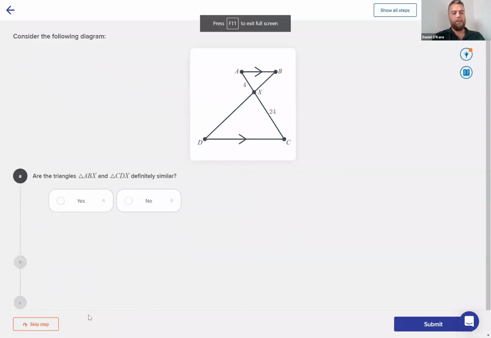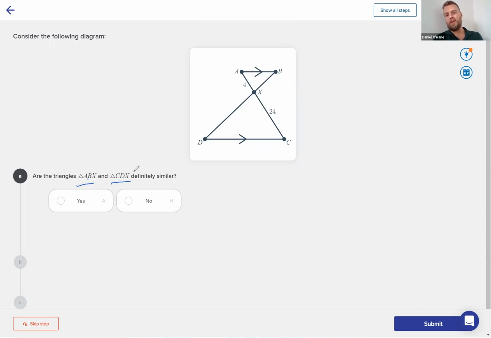Okay, so consider the following diagram. Are these triangles ABX and CDX definitely similar? Yes or no? So Remy, you've given the answer of yes. Do you know why they're definitely similar? You can write no if you don't know, but if you know, please write it in the chat box.